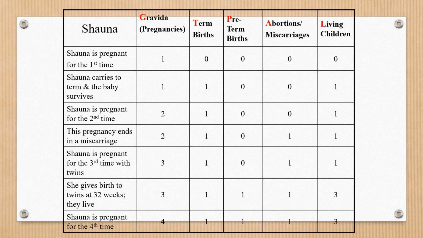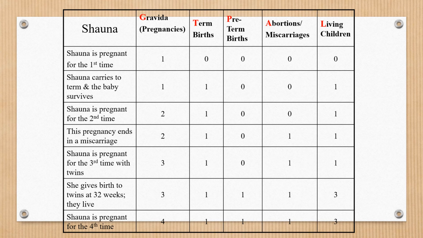Now, let's do an example here so you can kind of figure this out. Let's use this patient, Shauna. In the first line, Shauna is pregnant for the first time. So we're going to score her, if you're using GTPALs, how you would write it in. She would get 1 under the gravid, 0, 0, 0, 0, because she's pregnant right now for the first time. She has no prior births, no prior deliveries, no prior living children, no prior miscarriages.